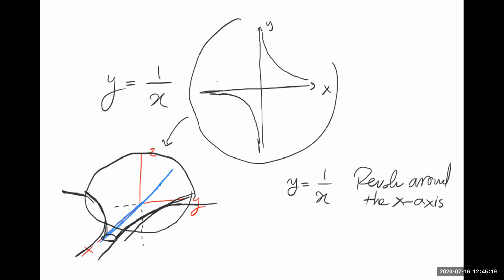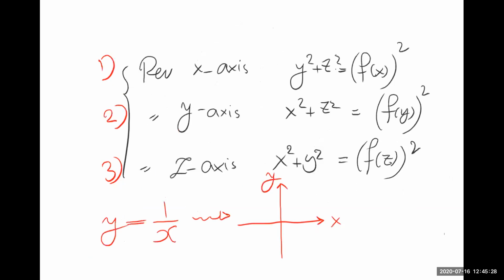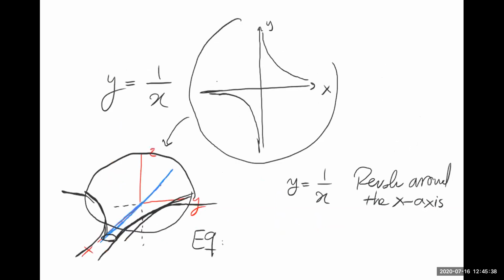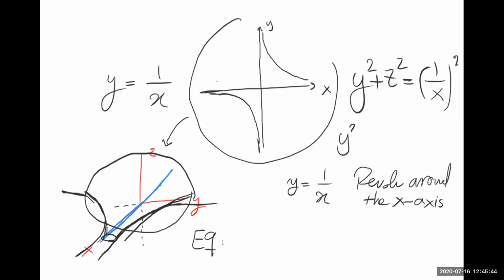Now the question you might see in the exam is what is the equation of this surface? Let's go to the previous page. It says if you revolve around the x-axis, the equation would be y squared plus z squared equals f of x squared. Here f of x is 1 over x. So the equation is y squared plus z squared equals 1 over x squared. That's the way to find the equation for these surfaces.